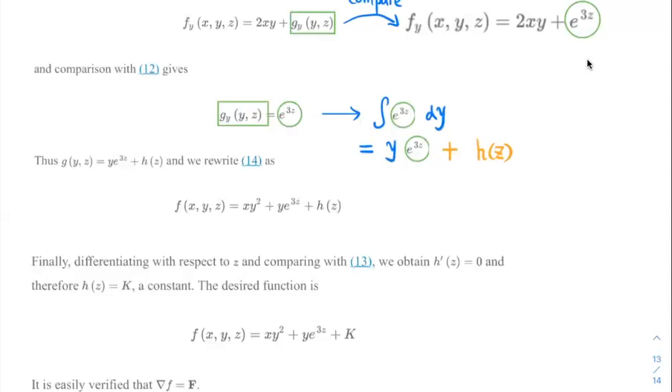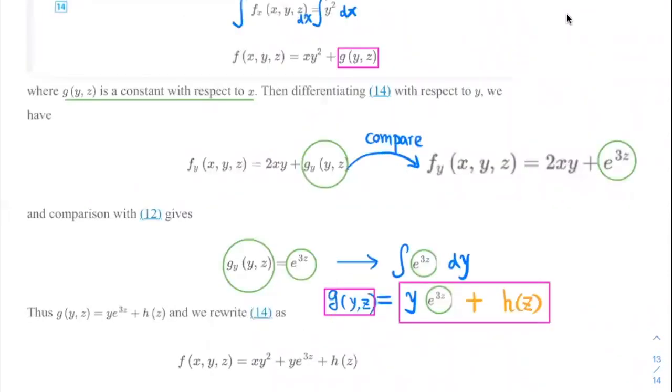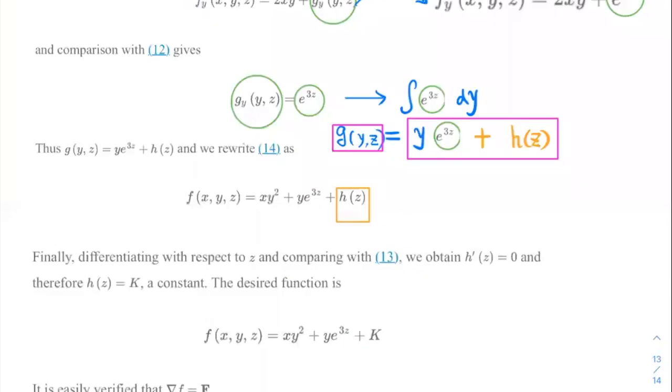This constant function, because this is a function in y and z, is a function that has no y involved, only the z involved. So it's h of z. Once we figure out g of y, z equal to this, we can substitute this back into here to get the function small f. So small f is equal to xy squared plus y times e to the 3z plus h of z. We still need to find out what this h of z is equal to.